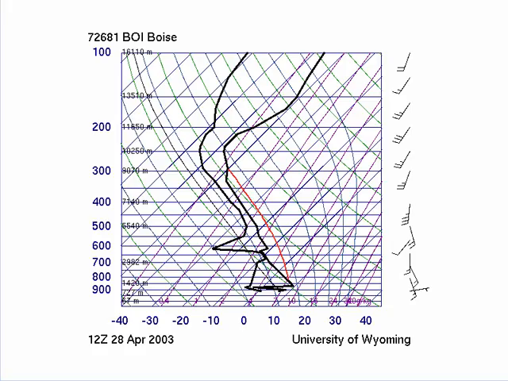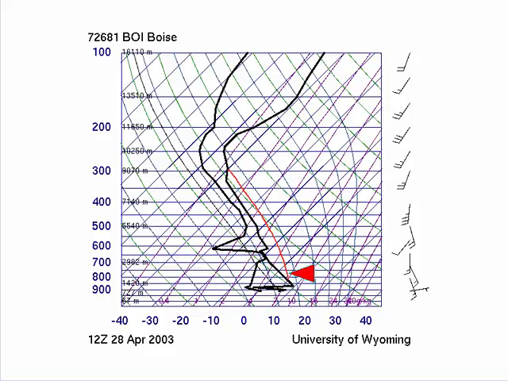This is the Boise 12Z sounding from the 28th. The red line represents the lifted parcel based on forecast temperature and dew point, and they did realize temperatures and dew points similar to that. It shows about 1,000 joules per kilogram of CAPE, especially in the modified sounding.